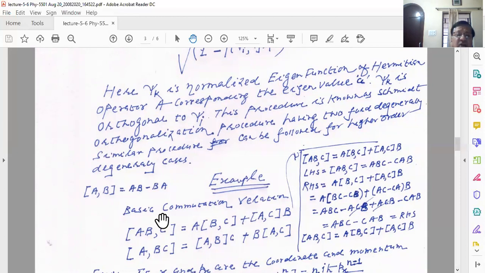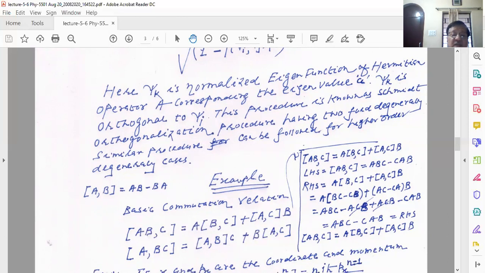These two relations which I wrote here are very important relations, and we will frequently use them in many numerical problems. You see, the first relation is that the commutator of AB with C, the product of operators AB, that is the commutator of AB with C is equal to operator A with the commutator B, C, plus you have the commutator of A, C, operating on B. This is a very important basic commutation relation you have to remember.